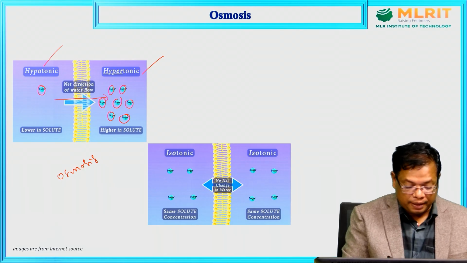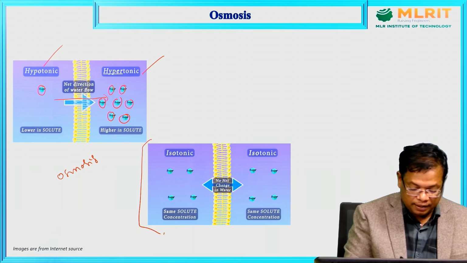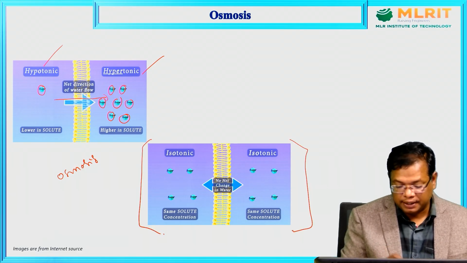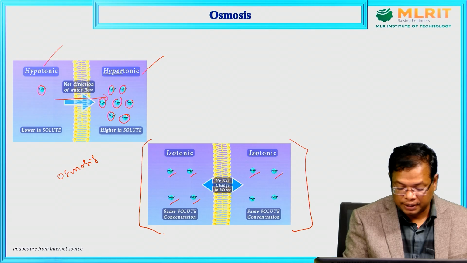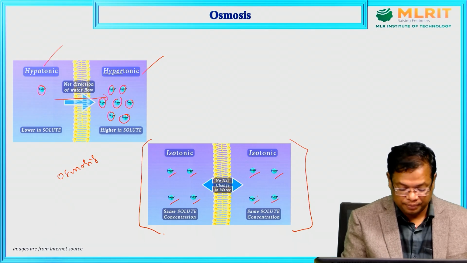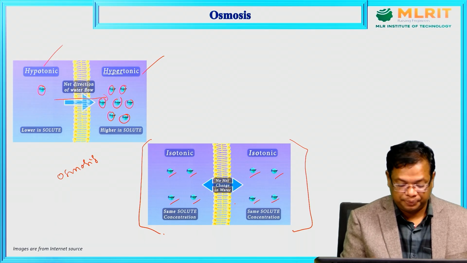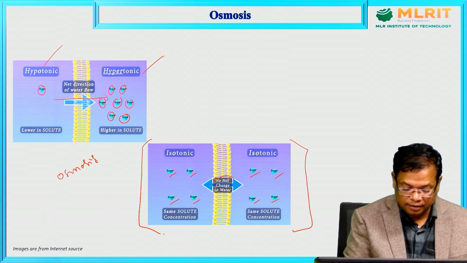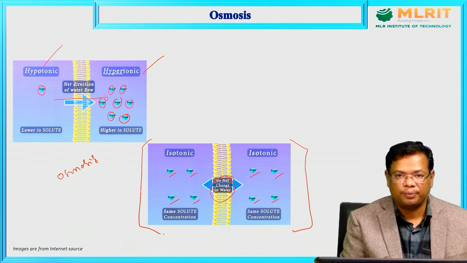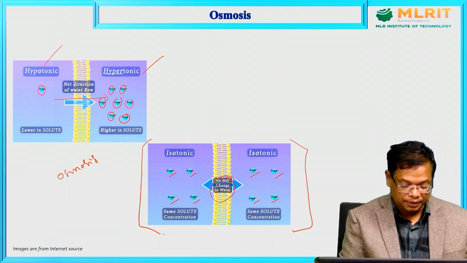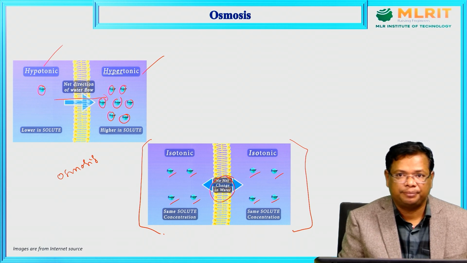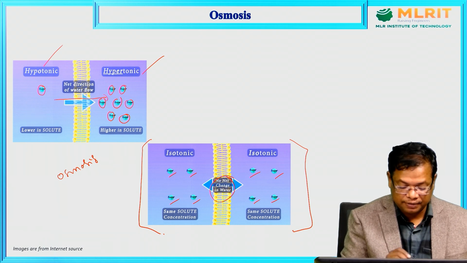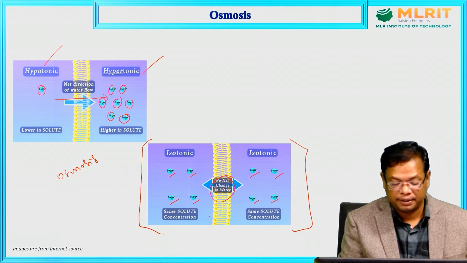So this is a hypothetical figure. Sugar molecules are the same, so the number of sugar molecules on both sides is the same. So there is no net change in water. So in this case, we don't need the semi-permeable membrane.